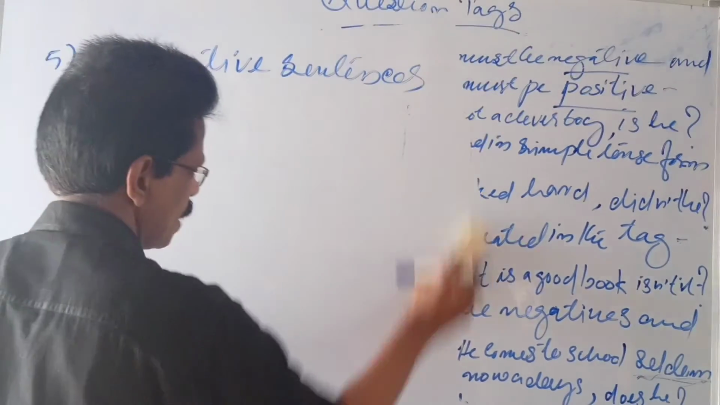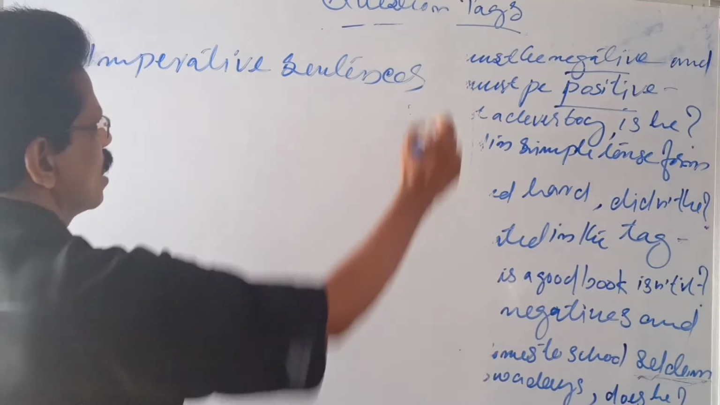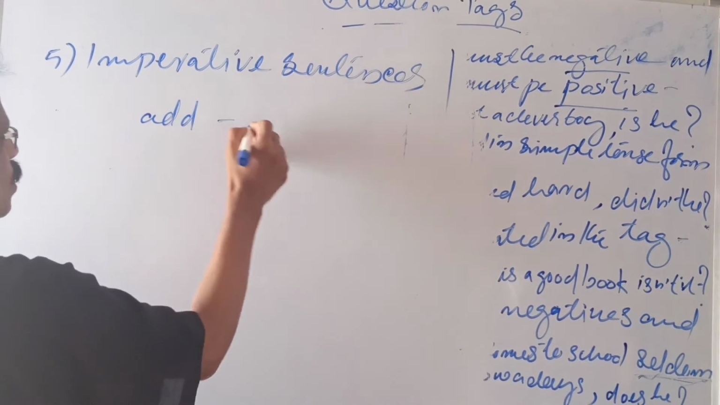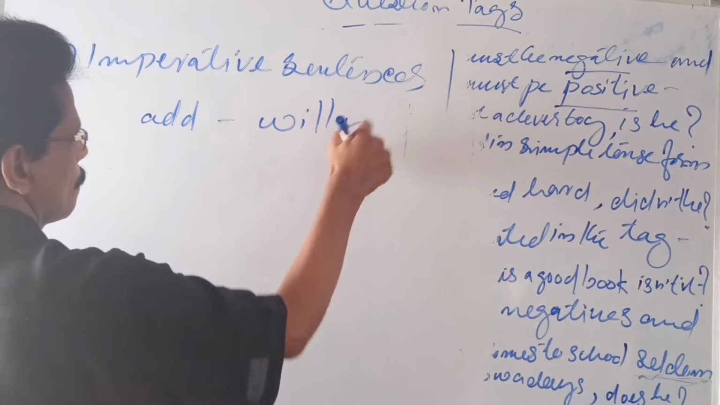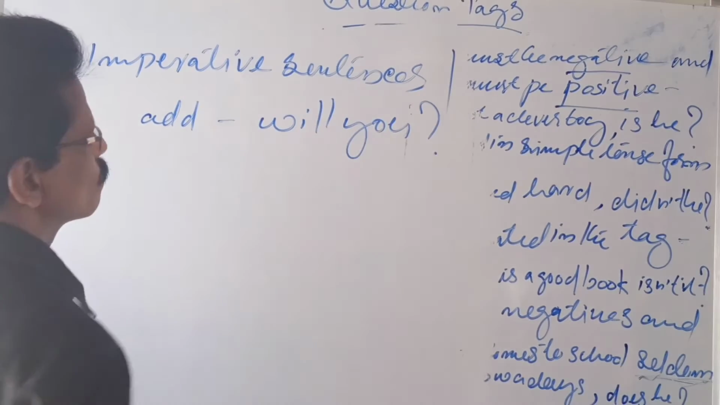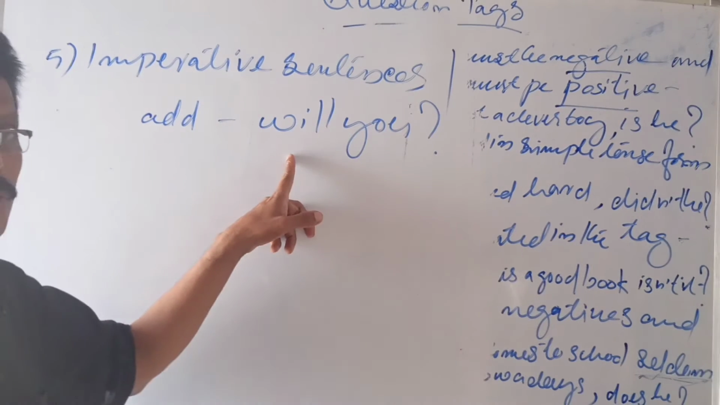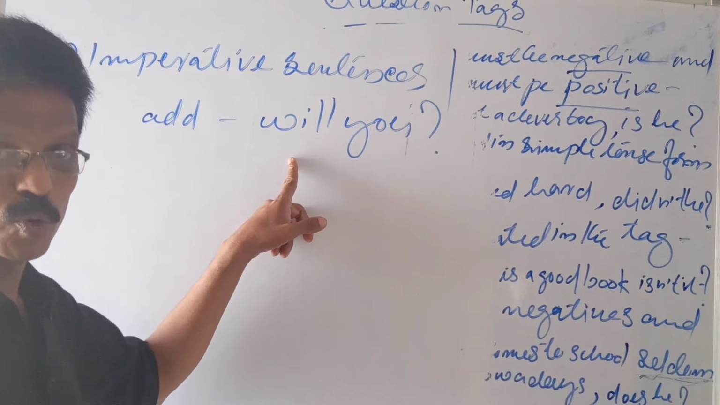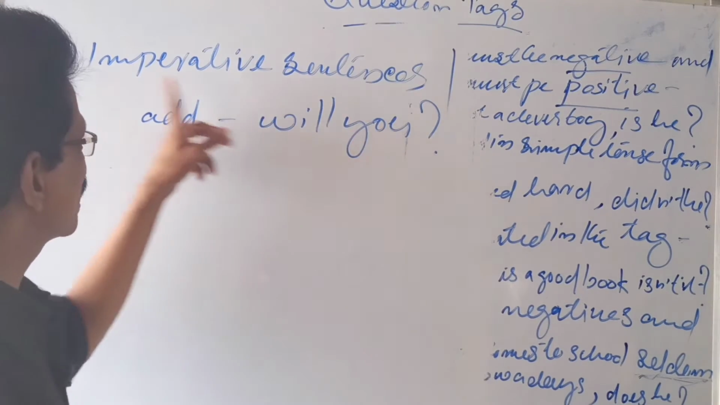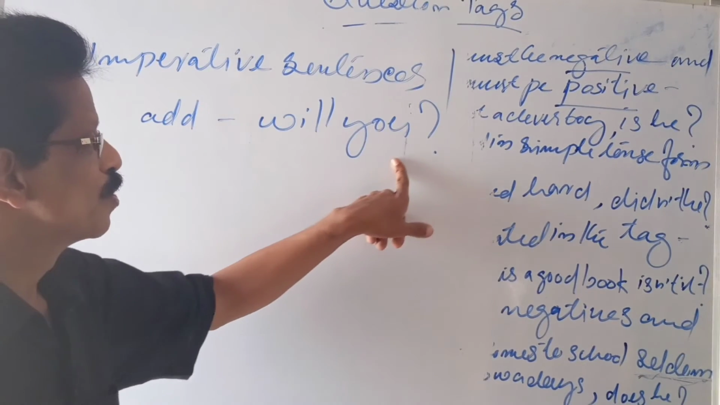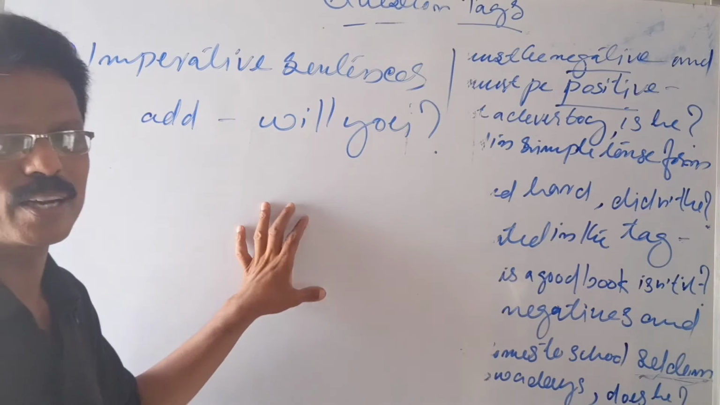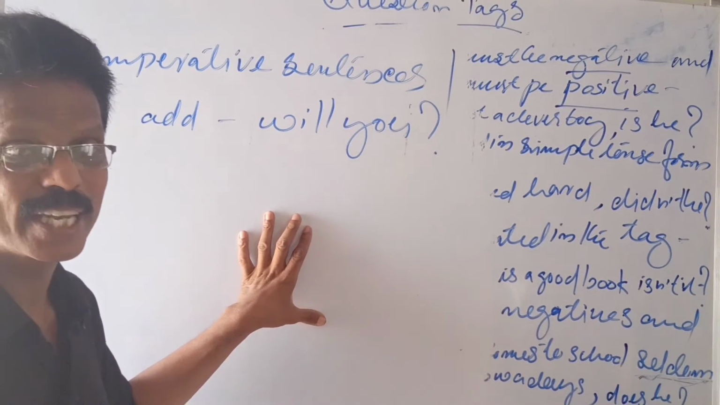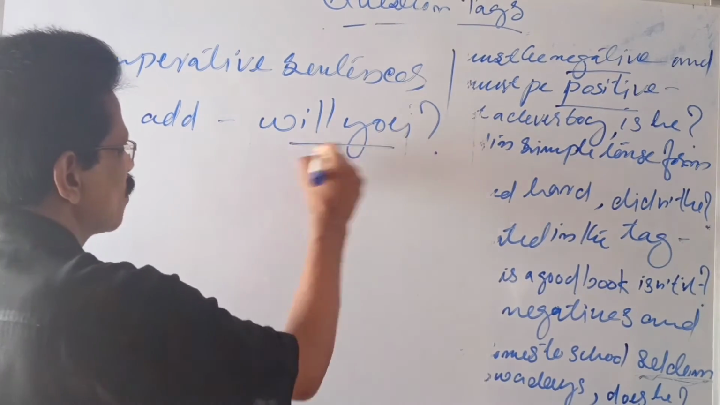Imperative sentences, negative and positive. Add what? Will you? Get out, will you? Come to class regularly, will you? Come soon, will you? For all imperative sentences, you can add will you. You know what is an imperative sentence? Command, request, order, that kind of sentence. They are all imperative sentences. So, for that you must add will you.